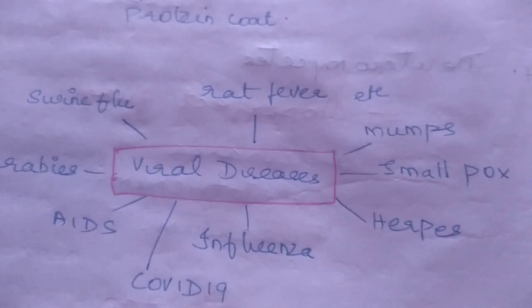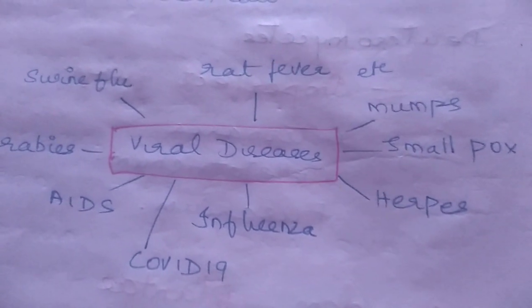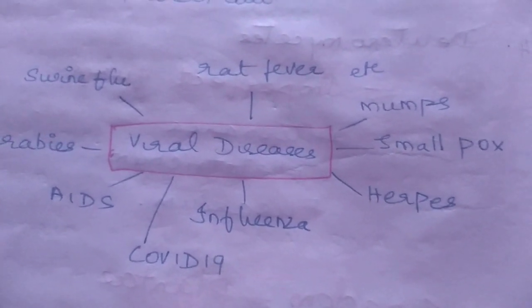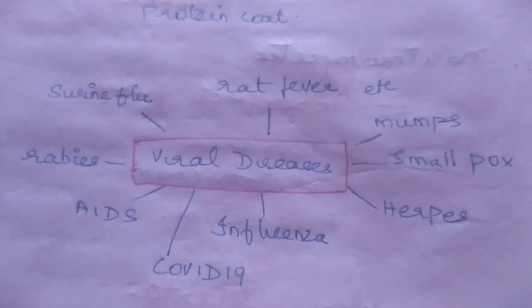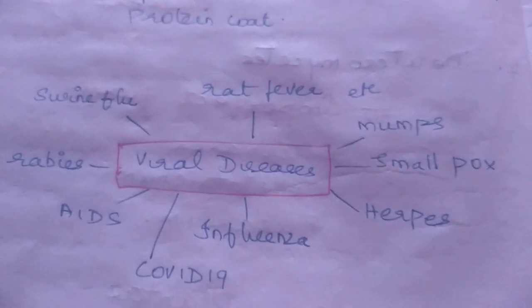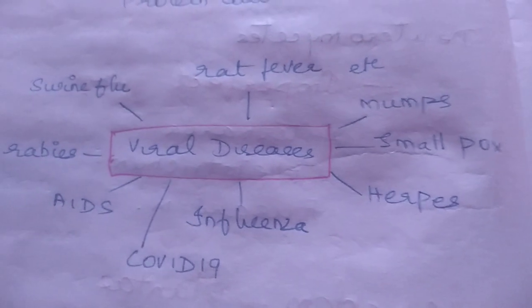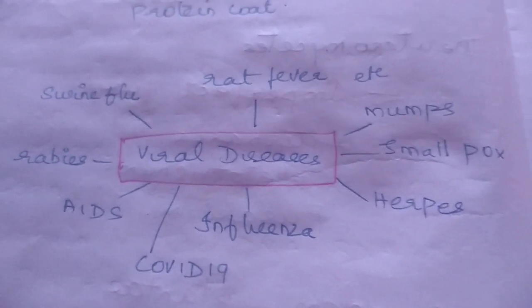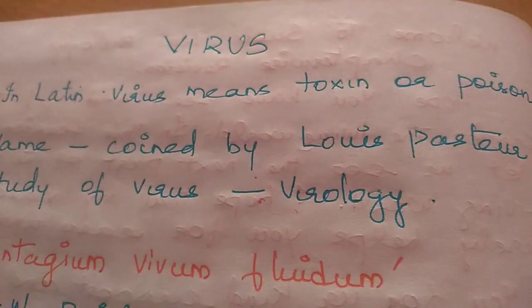So rat fever, mumps, smallpox, herpes, influenza, COVID-19, AIDS, rabies, swine flu. All are caused by the virus, so they come under the viral diseases. And now let us see in detail about the virus.